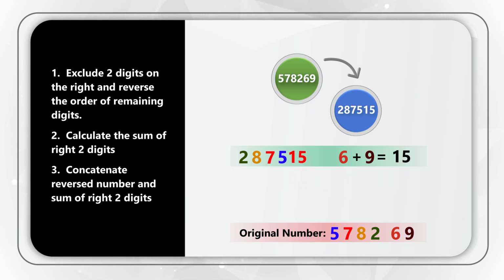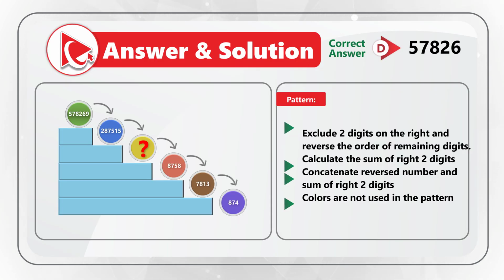So the end resulting number is 287515. As the ball continues rolling, we repeat the calculations and get to the answer of D, 57826.